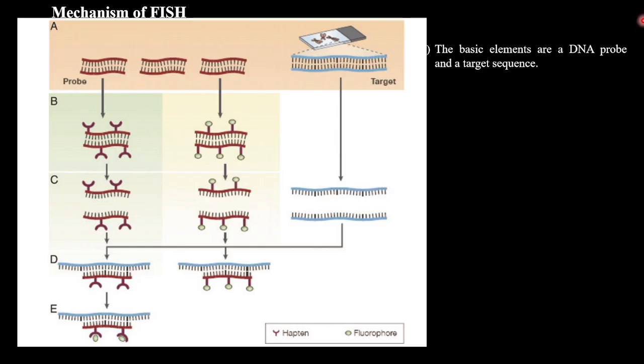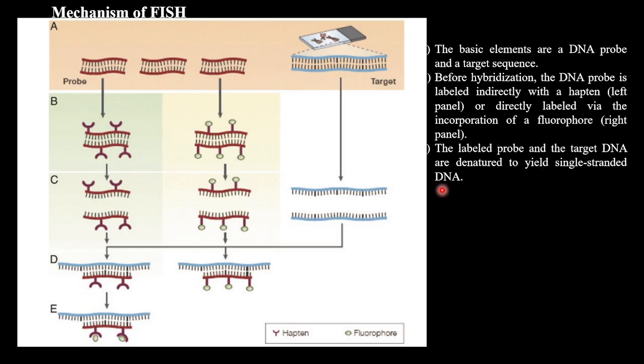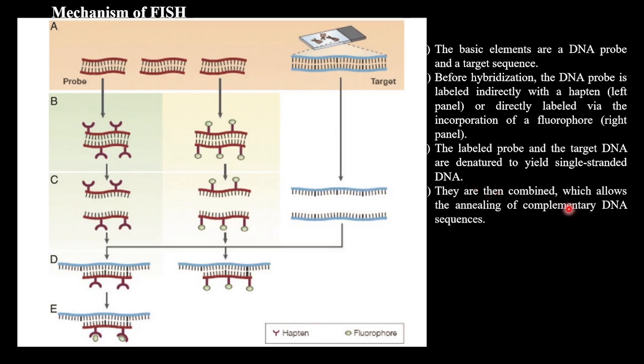So the basic elements are the DNA probe and the target sequence. This is the DNA probe. This is the target sequence which you want to study. Before hybridization, the probe is labeled either indirectly or directly. This is the indirect probe. This is the direct probe. The labeled probe and the target DNA are denatured to yield single-stranded DNA. They are then combined, meaning there is hybridization, which allows the annealing of complementary DNA sequences.